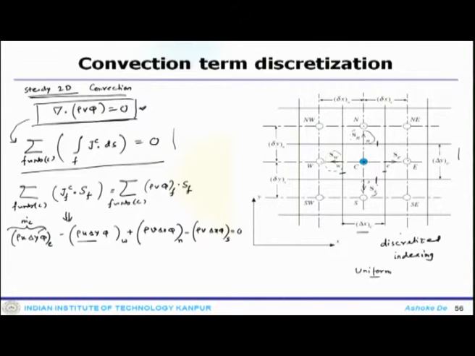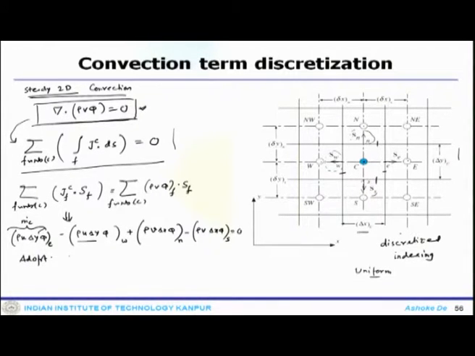Now, what scheme does one have to use? So far we have discussed a lot of different variants of schemes for the convection calculation. So let us adopt something.